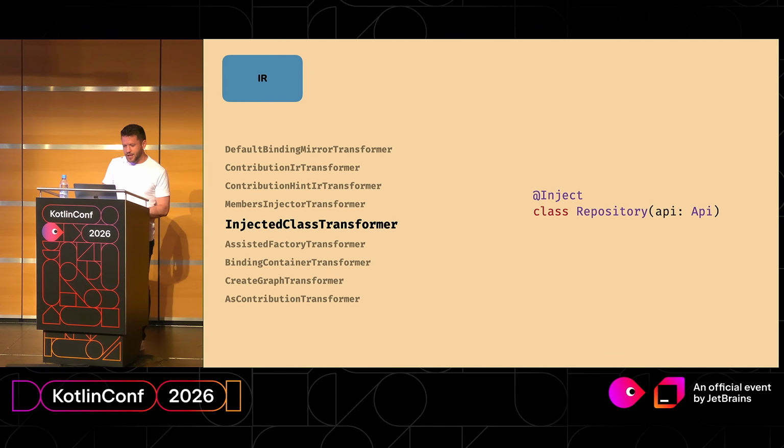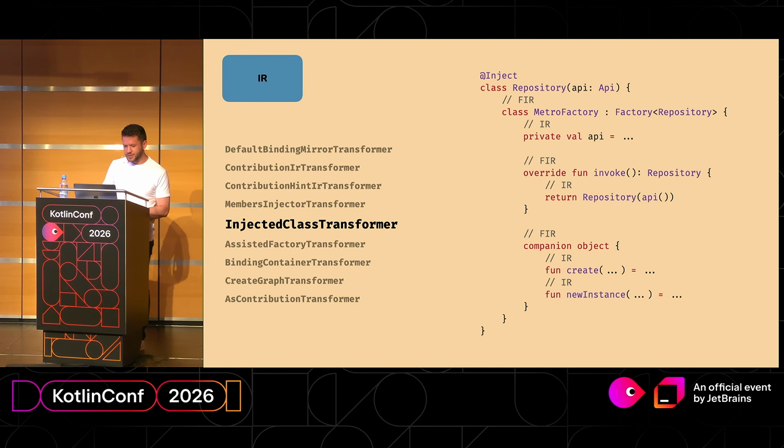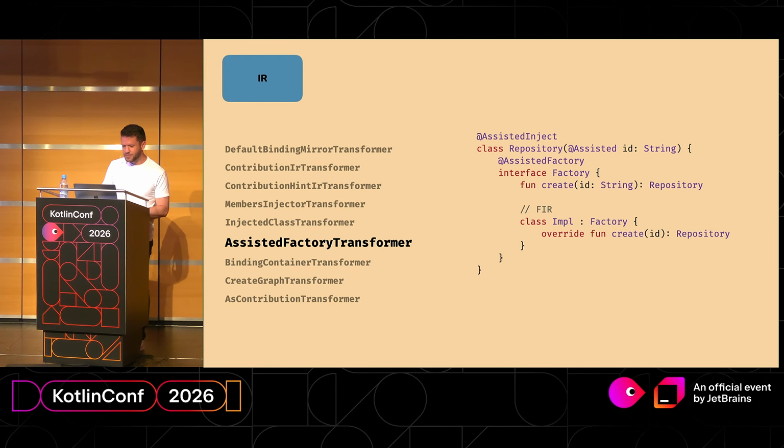Injected class transformer. You get the class. You get FIR. IR generates the rest. Assistive factories work the same. Just handles the factory.